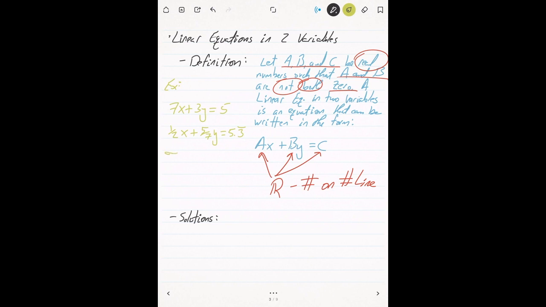Even imagine something like pi. Pi x plus the square root of 2 times y is equal to square root 3 over 2. I don't know, I'm just making stuff up here. So pi is a real number, that's on the number line. So is the square root of 2, and so is the square root of 3 over 2. They're all real numbers, and it's in the form that we want.